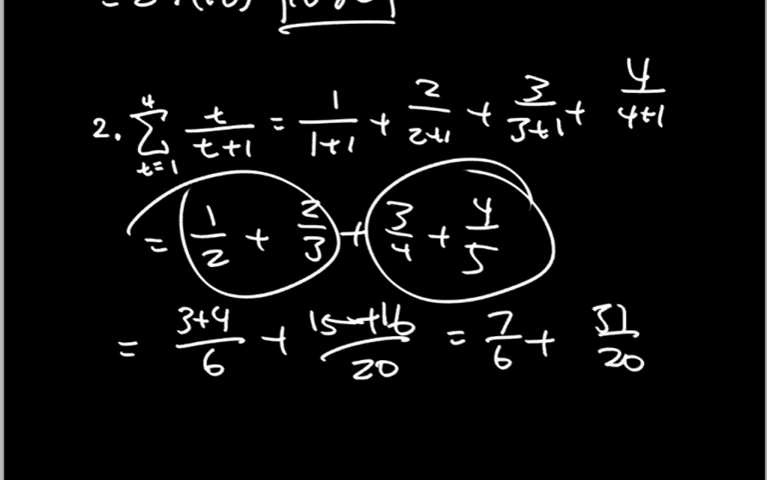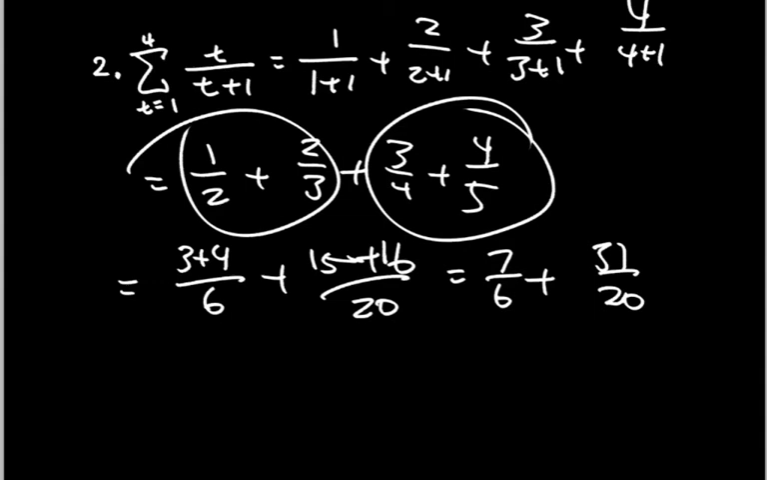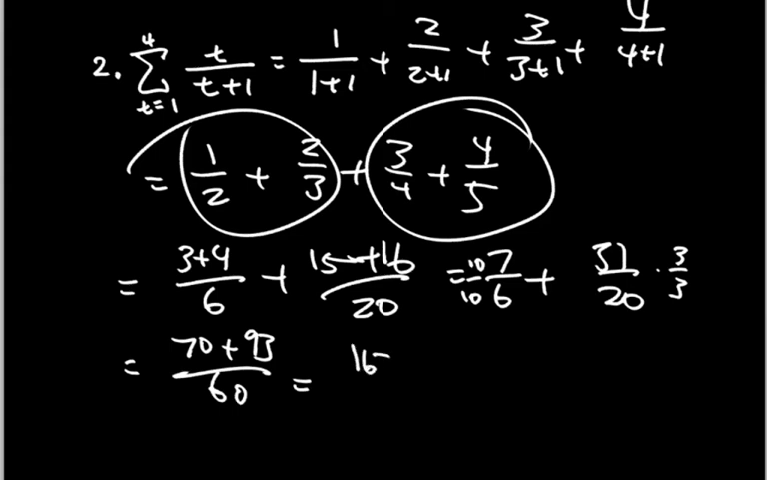Okay, so what is the least common denominator here? Looks like 60. Let's go for it. So multiplying 10 up here and down there, and then multiplying 3 over 3. 70 plus, I believe that's 93, all over 60. So then we end up with 163 divided by 60. I believe this does not reduce, so we can leave it that way. If it reduces, let me know in the comments.